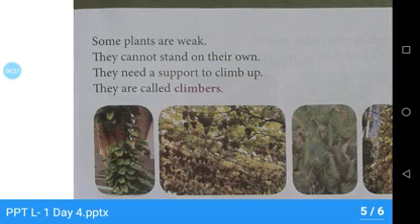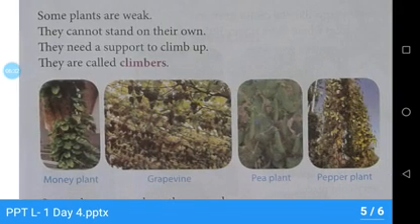Some plants are weak. They cannot stand on their own. They need a support to climb up. They are called climbers. Money plant, grapevine, pea plant we have seen in our videos. Last one is pepper plant. See now, it is not paper. Paper means which you use to read or to write. This is paper. Pepper plant means a spice.